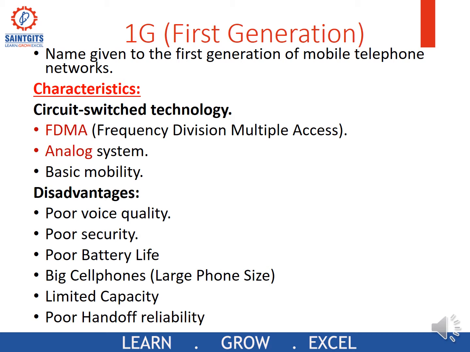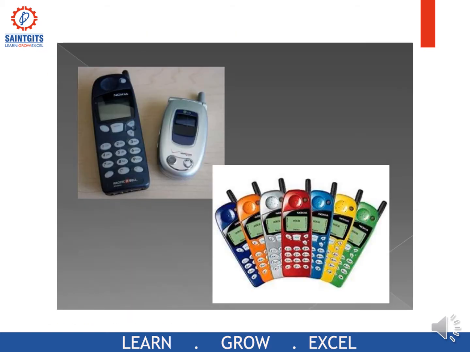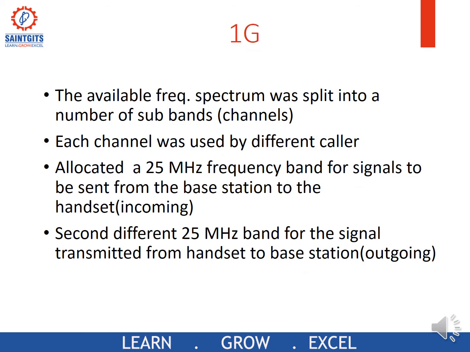The main disadvantages of first generation mobile systems are poor voice quality, poor security, very poor battery life, comparatively very big cell phone size, low capacity, and poor handoff reliability. The image represents basic first generation mobile handsets which are comparatively bigger in size.